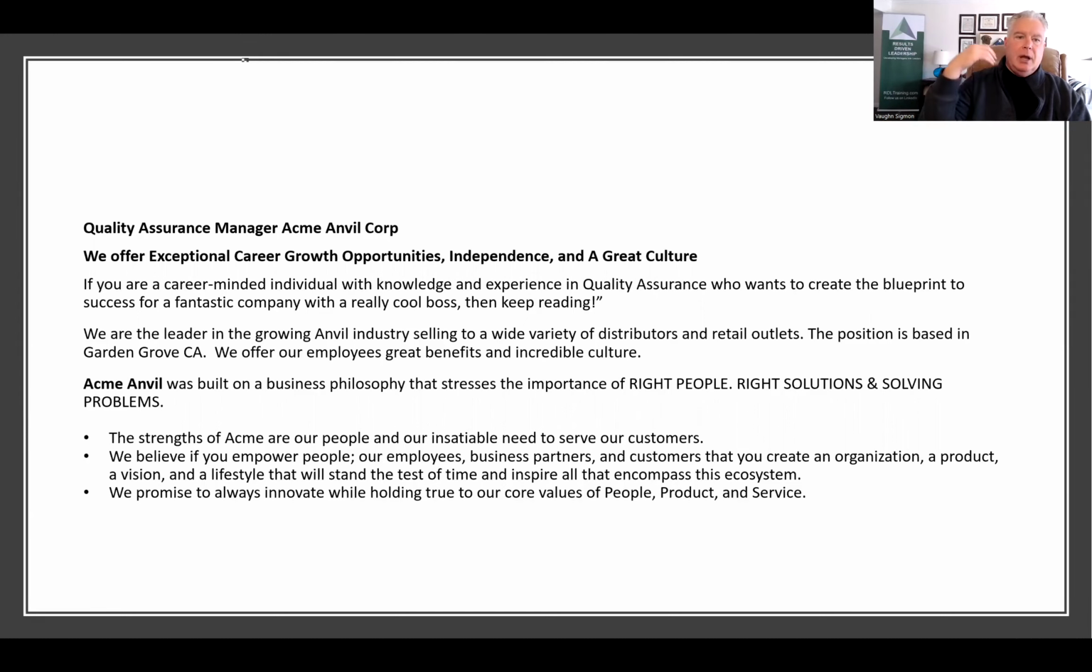So, you know, career growth, independence, a great culture. If you're career minded, if you want to work for a cool boss, keep on reading. We're a leader in the anvil manufacturing world. You know, talk about all your company values. We haven't talked a minute yet about what the job is. We're talking about where they're going to work and the advantages of where they're working.